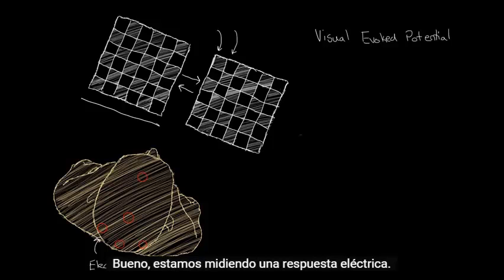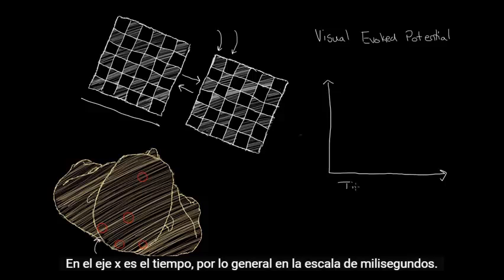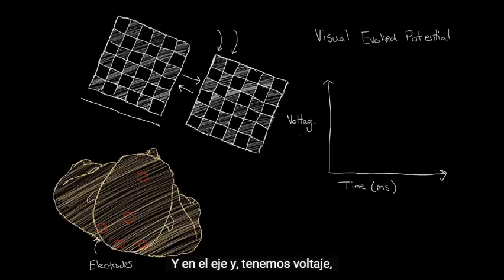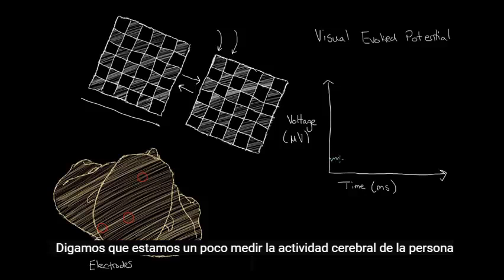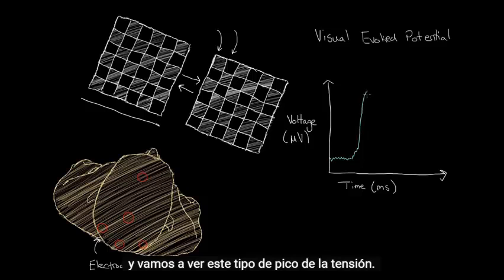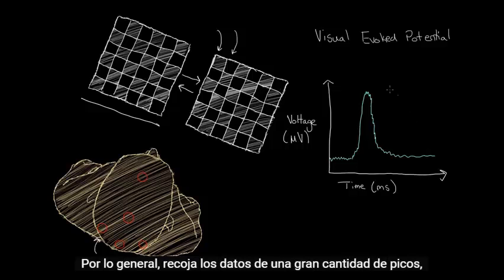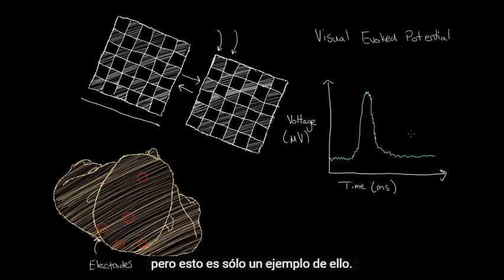So what are we measuring here? Well, we're measuring an electrical response. And we're going to measure it graphically. So let's say we have a graph over here. On the x-axis is time, usually on the scale of milliseconds. And on the y-axis we have voltage, usually on the scale of microvolts. So let's say we're measuring the person's brain activity. And at some point the checkerboard alternates, and you're going to see this kind of peak in the voltage. And then it's going to go back down and then continue onwards. So we're going to be looking at these peaks in response to the alternating checkerboard. Usually you collect data from a lot of peaks, but this is just one such example.